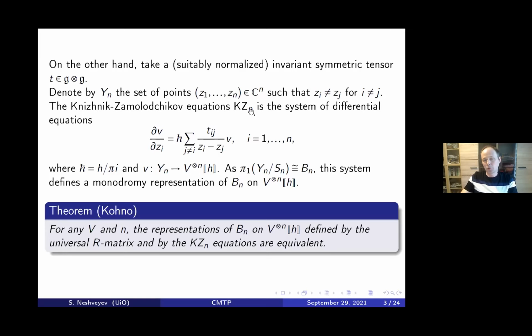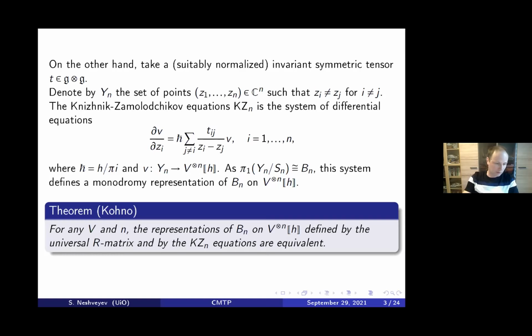And then the Knizhnik-Zamolodchikov equations are just KZ equations for every n. This is a system of differential equations of this form, where t_ij is this tensor t acting on the factors i and j. And the equations are viewed as equations on Y_n with values in this nth tensor power of V, tensored with formal power series in h. So this system of equations is consistent. So locally you have a unique solution for any initial value.